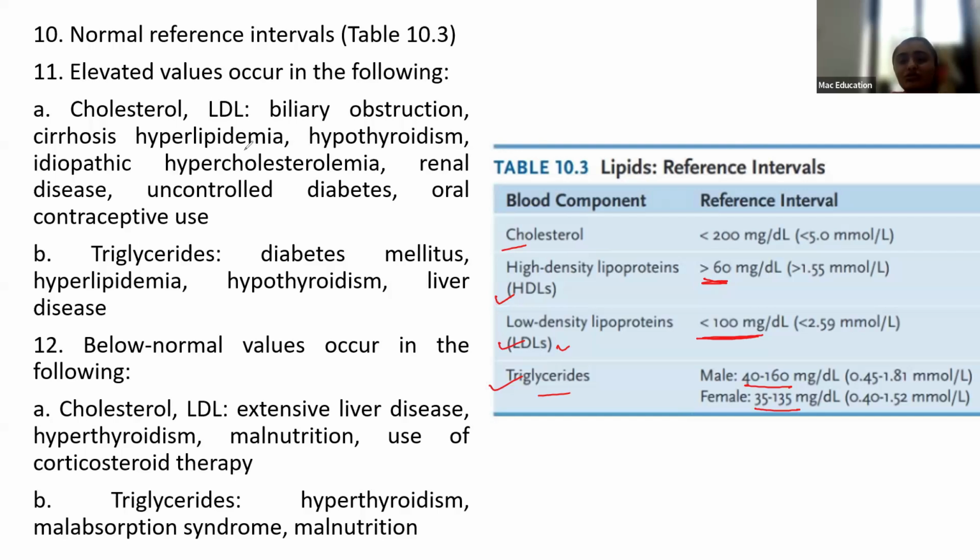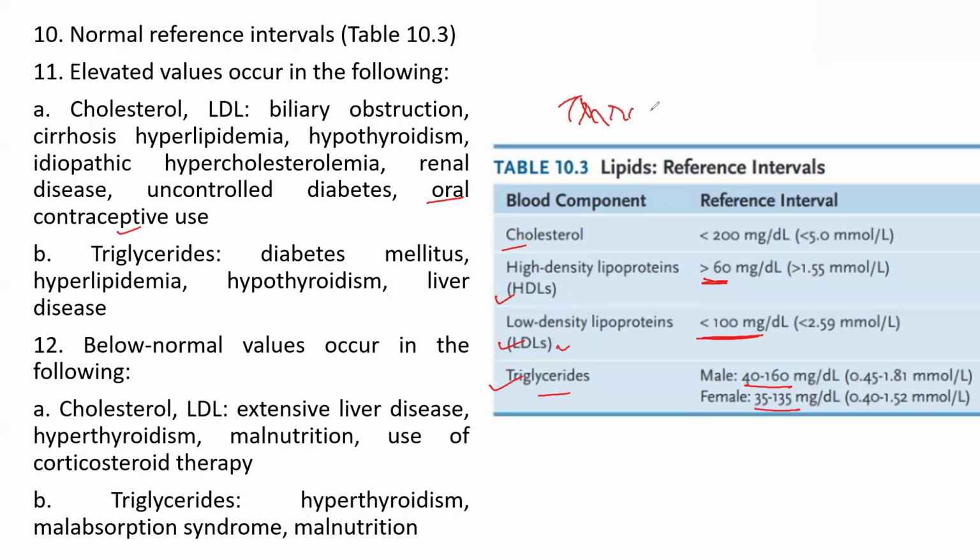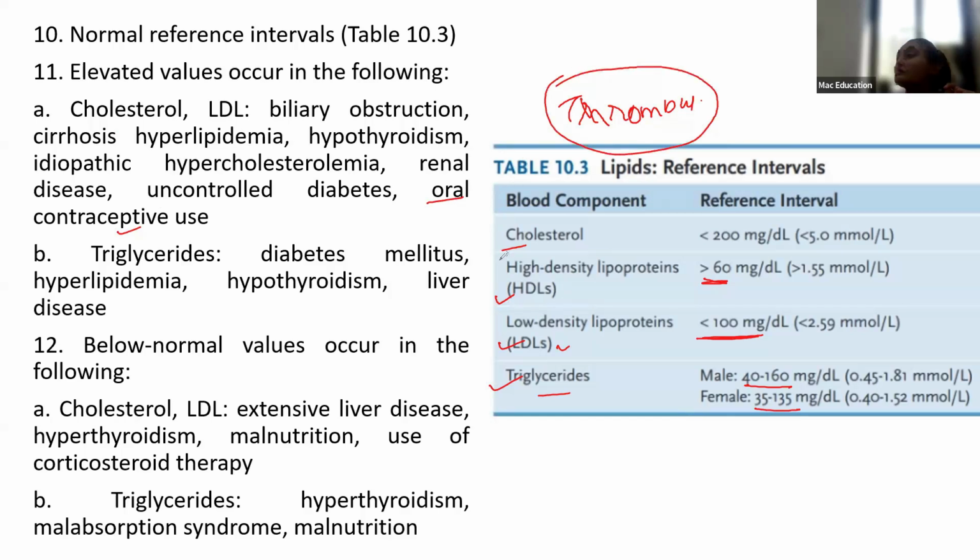Renal disease. Due to some inflammatory reactions, there is an increased level of cholesterol and LDL. Uncontrolled diabetes. Oral contraceptive use. You have to remember, oral contraceptive use will increase the risk of heart attack. But how? Because triglycerides will increase. Yes, it elevates the triglyceride, cholesterol and LDL level, and there is a risk of thrombus formation. So you have to remember this.